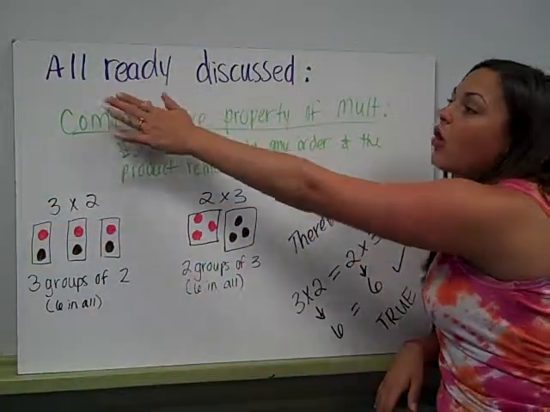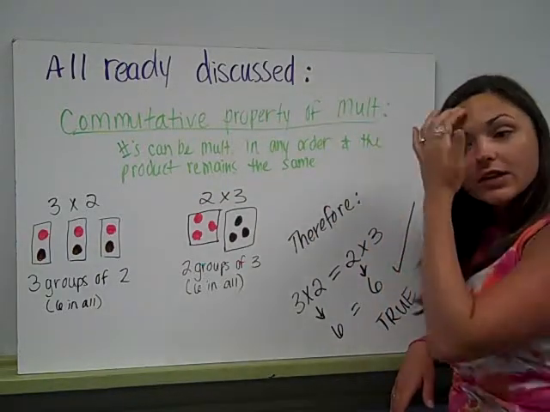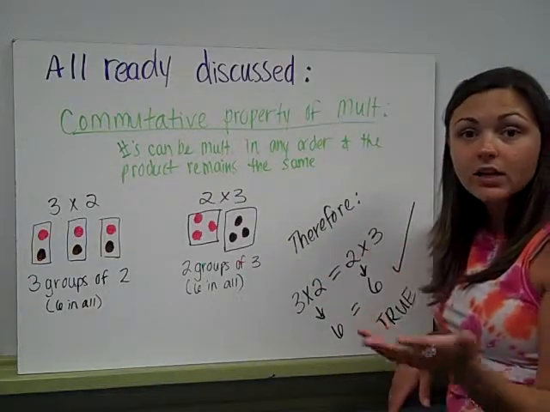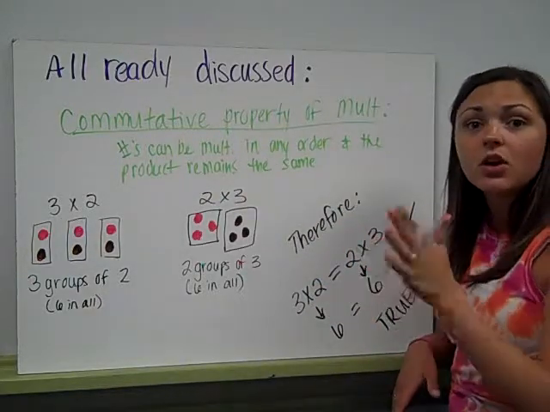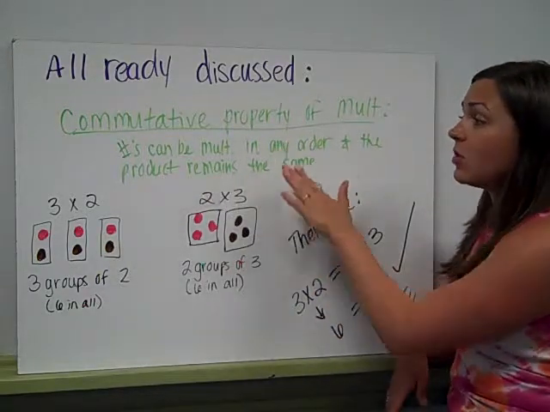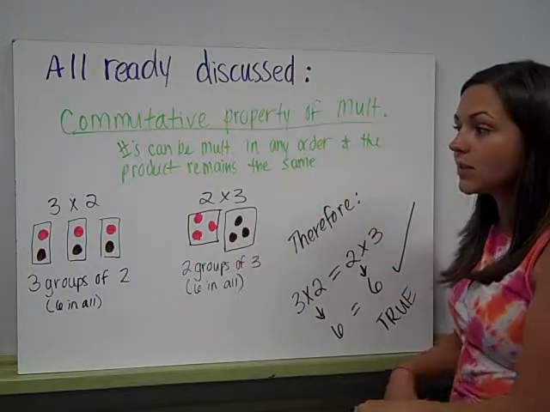Okay, the one we have already discussed was the commutative property of multiplication. And the way I asked you to remember it was to think of commutative, community. In a community, it doesn't matter which order your houses are in, you're all part of the same community. Numbers that can be multiplied in any order, you're still going to get the same product. Your product will remain the same.